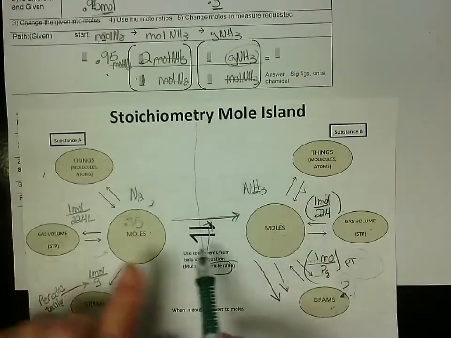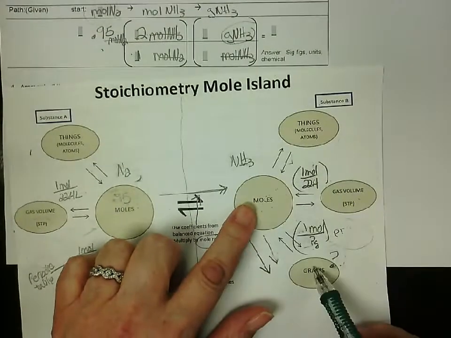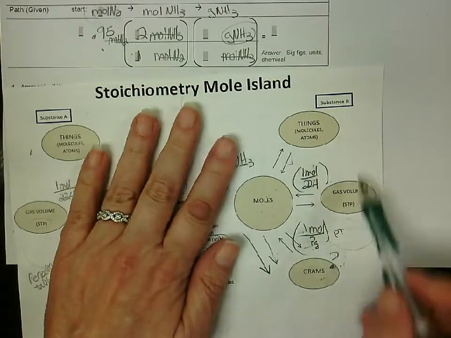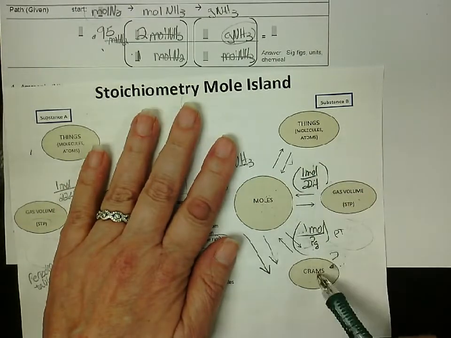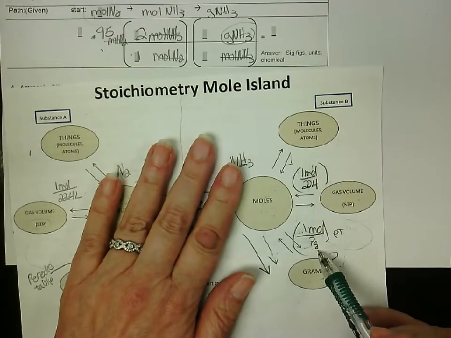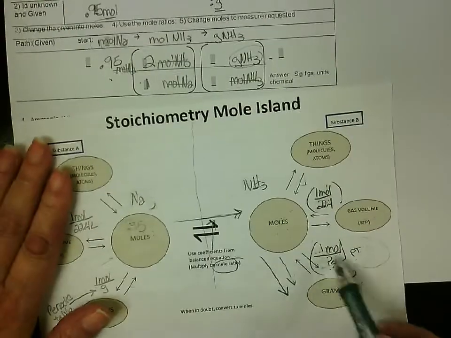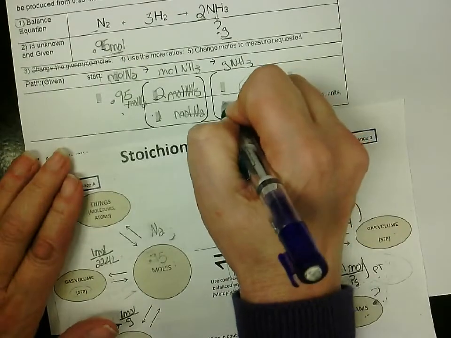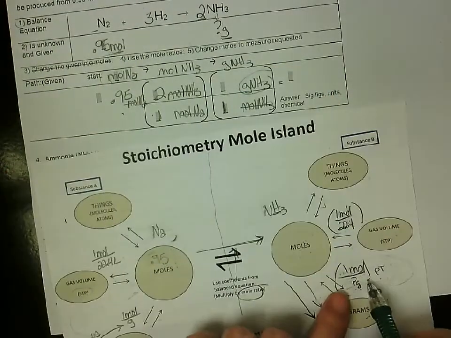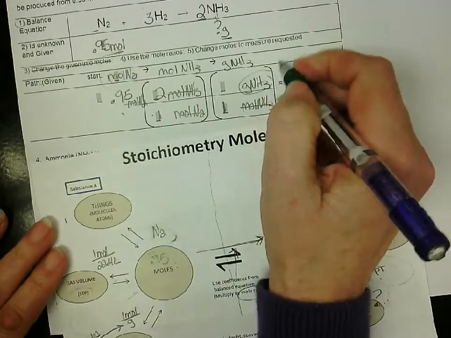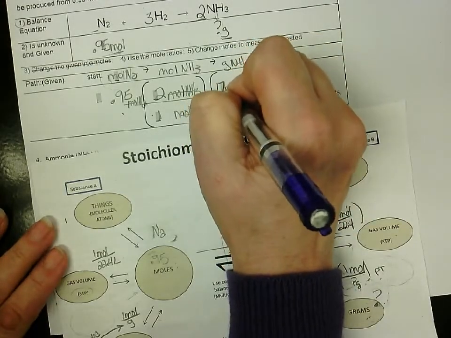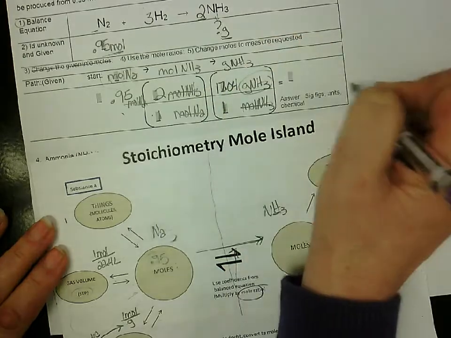Okay, and now I am going from moles to grams. And on your original mole island, you have these conversions there. 1 mole is how many grams? Well, I get that from the periodic table. So 1 goes with moles right here, has nothing to do with coefficients. It's how many grams are in 1 mole. And on your worksheet, I added up ammonia, which was 17.04 grams.